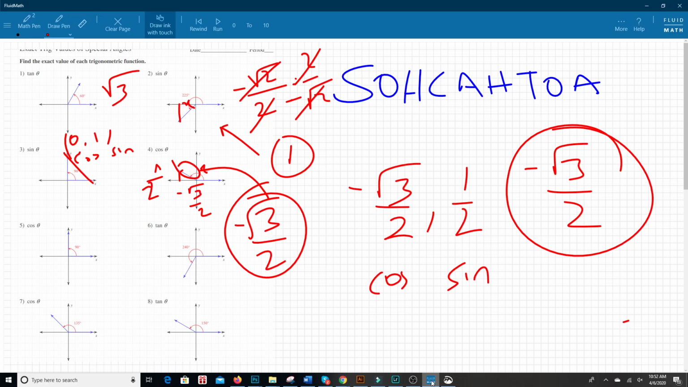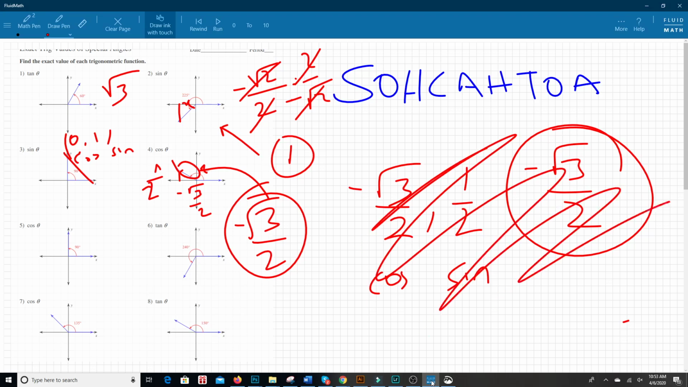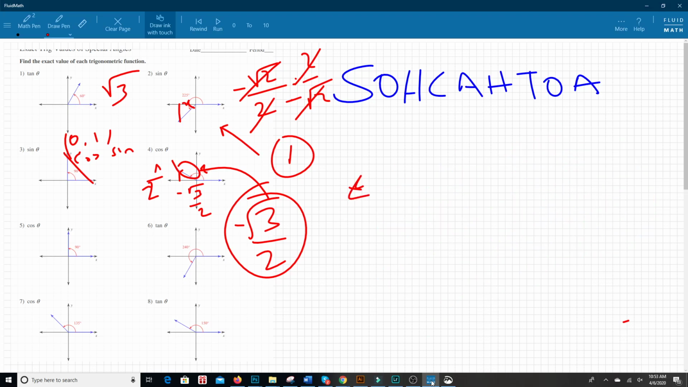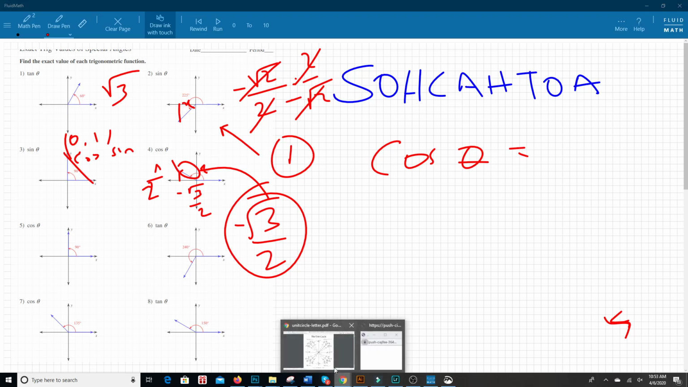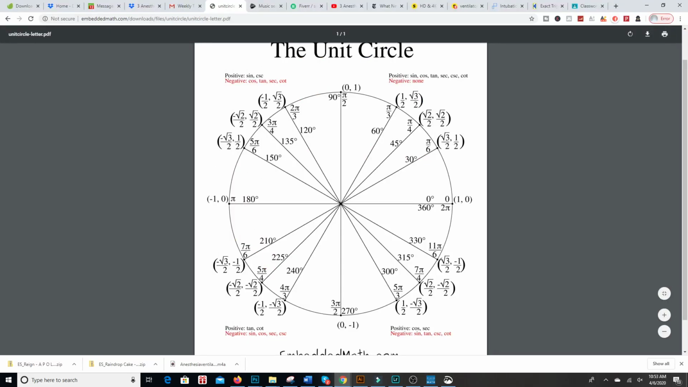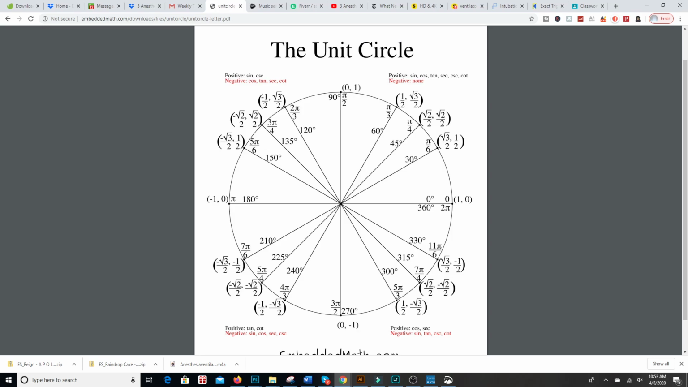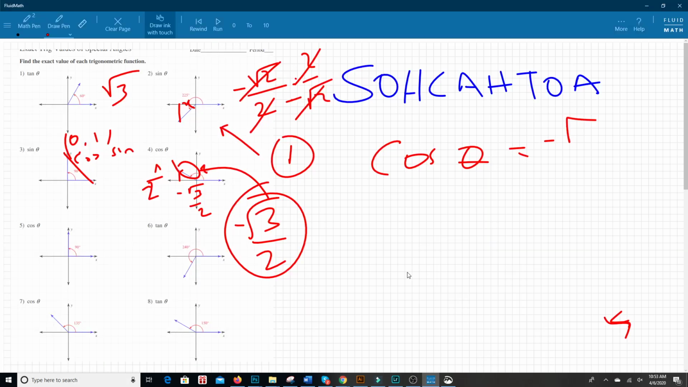What about 7? You reference back our unit circle, right? So let me erase all this again. For number 7, we want cosine theta, right? And it's 135 degrees that we're looking at. So we go back to our trusty little unit circle right here, 135 degrees. 135 degrees is giving us negative radical 2 over 2 and radical 2 over 2. That's what we're left with, right?